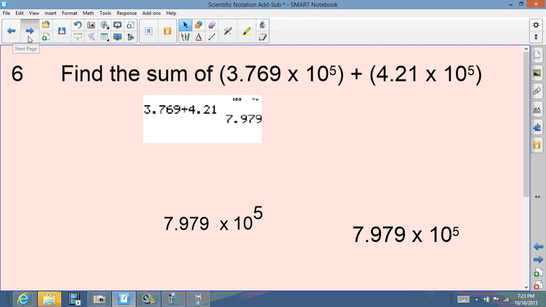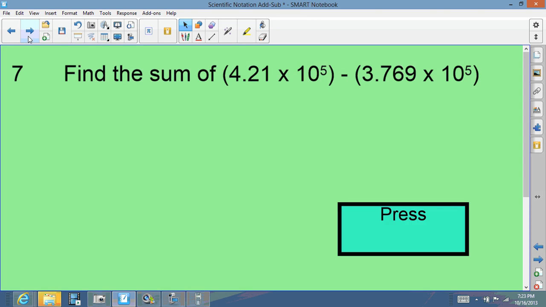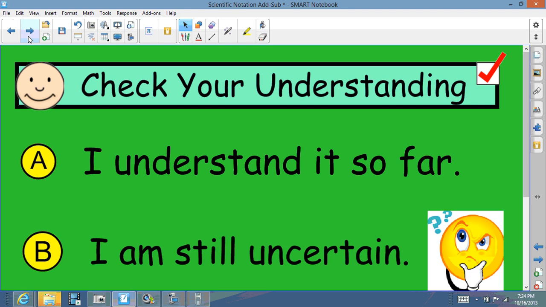Here's one for you to try in your spare time. See if you can find the sum or the difference when you have 4.21 times 10 to the 5th minus 3.769 times 10 to the 5th. See what you get. Check your understanding. See if you understand it so far. If you're still uncertain, rewind the tape. Write down your questions. I'll be glad to answer them in the next class.